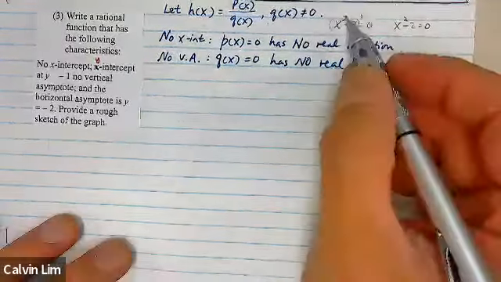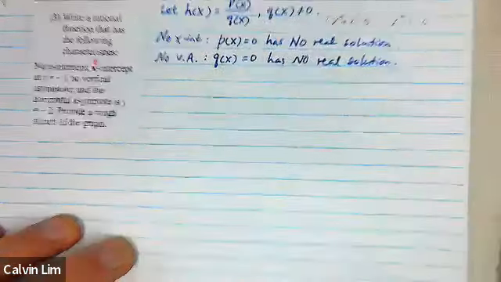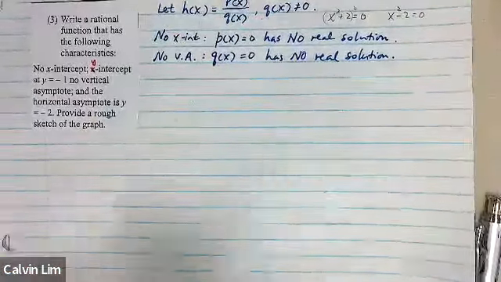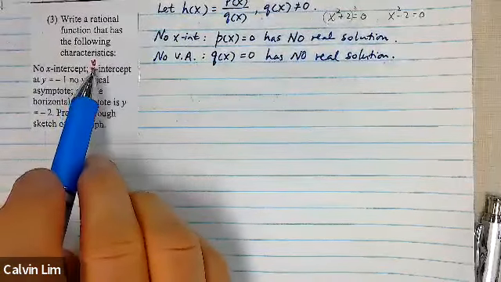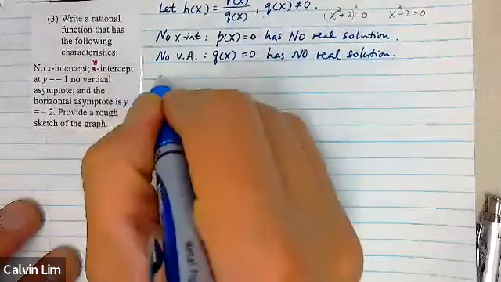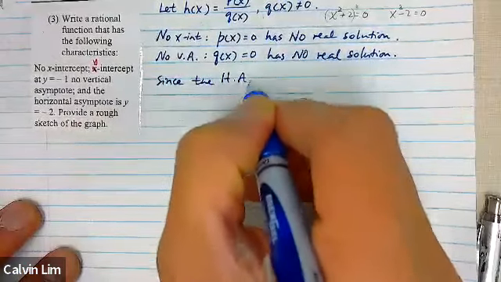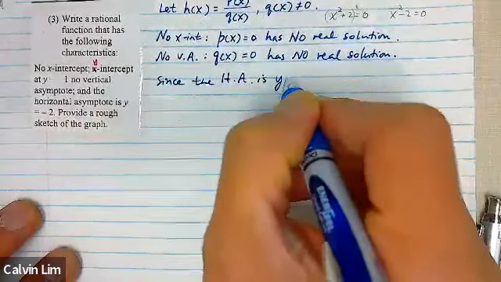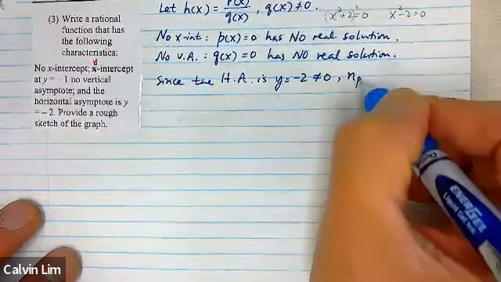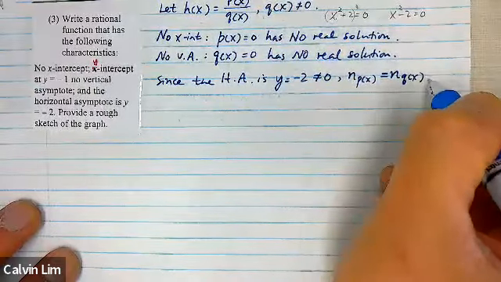Okay, so take the lowest degree, the lowest even number. Same thing here. So keep that in your pocket. Now, what about the HA? What does the HA tell us? The degrees. Since the HA is y equals -2 and not equal to 0, the degree of P of x must equal the degree of Q of x, correct?